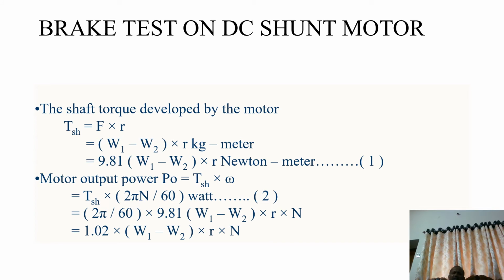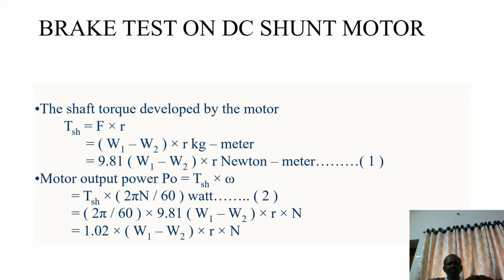This kg is converted into newtons by multiplying by 9.81. So now we can write the equation of the shaft torque developed by the motor: TSH is equal to 9.81 times W1 minus W2 into R newton meters. That is the shaft torque developed by the motor. Next, you can calculate the motor output power P0, which is equal to shaft torque into angular frequency, that is speed. So TSH into omega, where omega is equal to 2 pi N by 60, in watts.